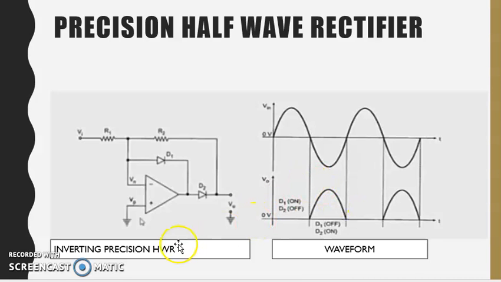Here you can see the inverting precision half wave rectifier. It gives output in the negative half wave cycle, but the non-inverting precision half wave rectifier gives output in the first half wave, which also means the positive half cycle. We will get the output signal.